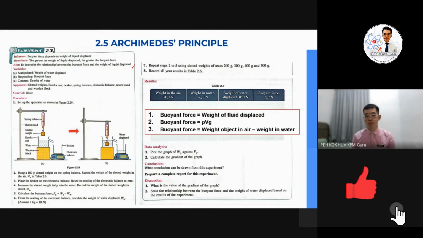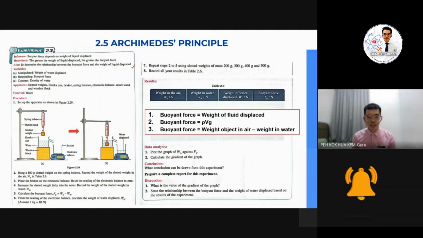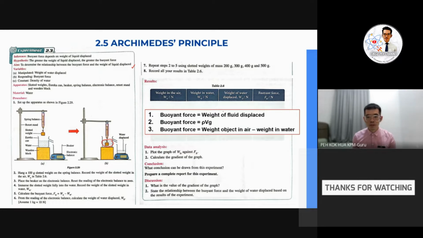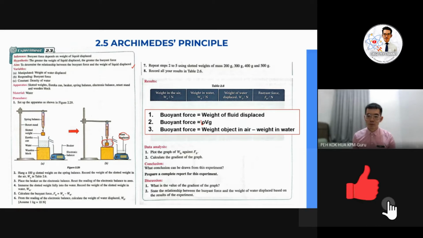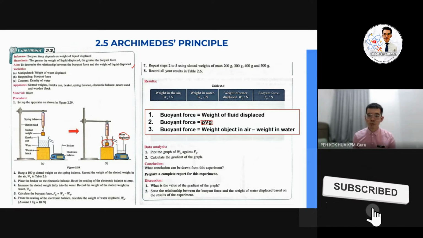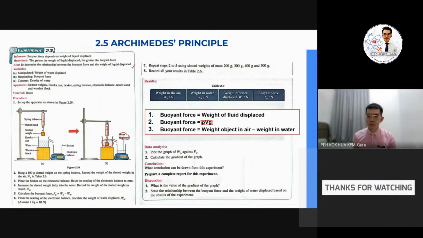pieces of information or knowledge you go through in this experiment are, number one, you have to know that the buoyant force acting on the object will be equal to the weight of the fluid displaced. So you can see when you immerse the slotted weight into the water here, there is water displaced at the beaker. Second, through this experiment 2.3, you can prove this formula related to the buoyant force. The rho will be the density of the liquid, V will be the volume of water displaced, and g will be the acceleration of gravity.